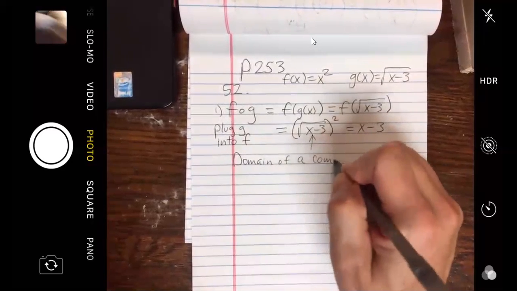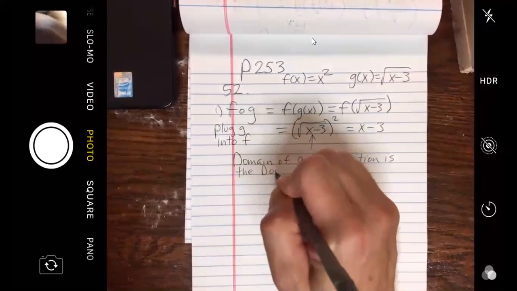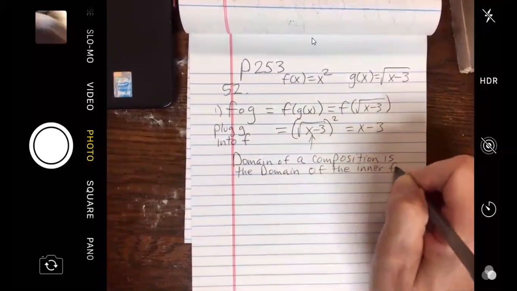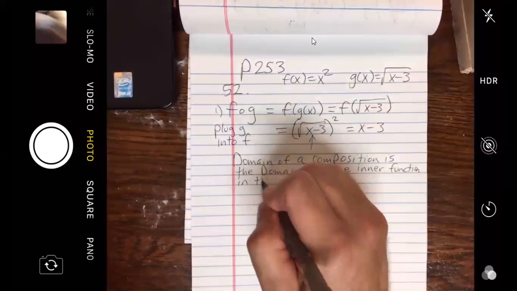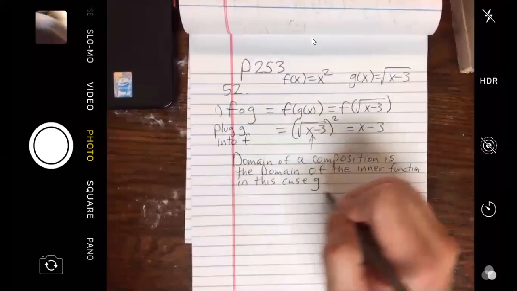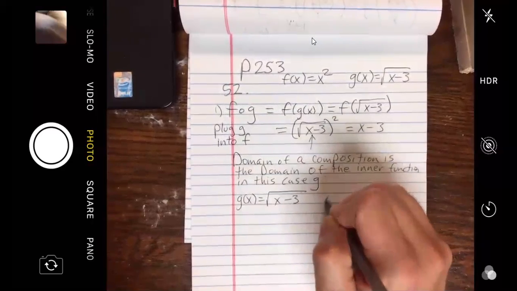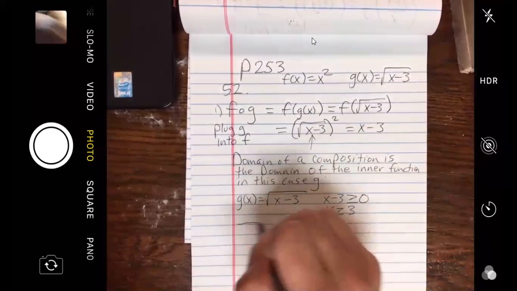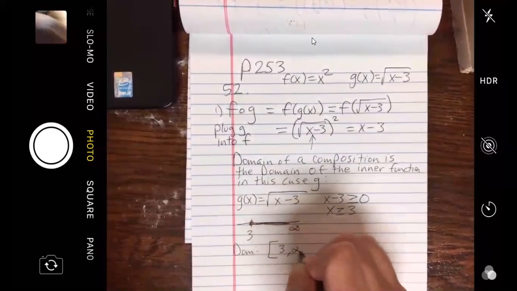The composition, the domain of the inner function. In this case, g. Well, when you have the square root of x minus 3, you got to be greater than or equal to 0. x is greater than or equal to 3. 3, closed circle, greater than or equal. So your domain, bracket 3 comma infinity.